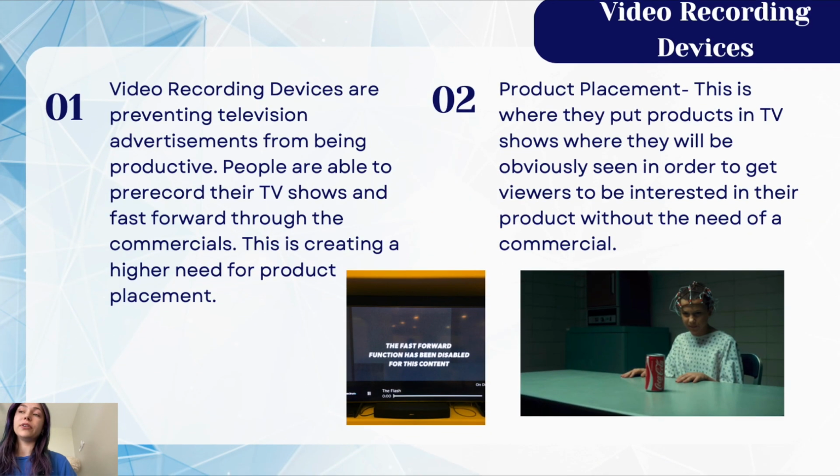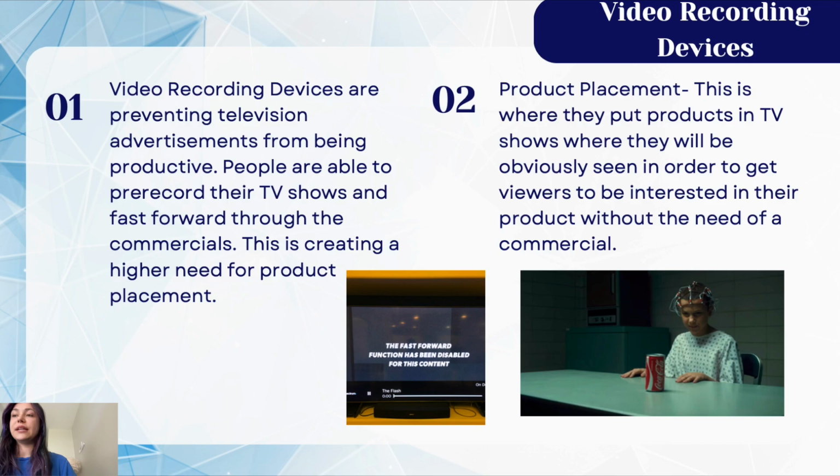Now we're going to talk about video recording devices. So video recording devices are preventing television advertisements from being productive. People are able to pre-record their TV shows and fast forward through the commercials, and this is creating a higher need for product placement, which is where they put products in TV shows where they will be obviously seen in order to get viewers to be interested in their product without the need for a commercial.